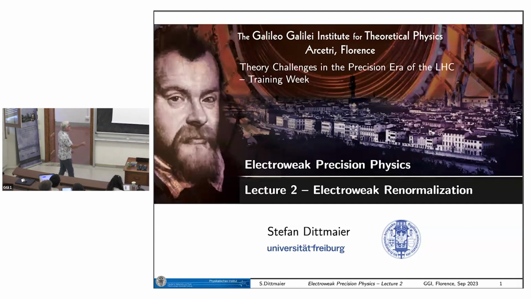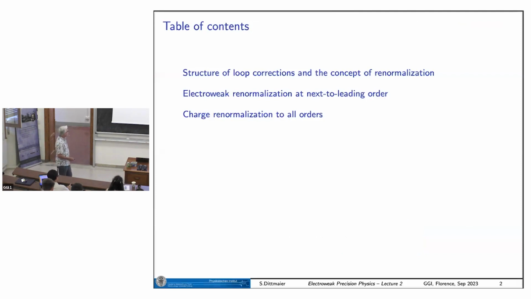And as promised, we now go to prepare the ground to calculate higher order corrections, and electroweak renormalization is an important ingredient in this. So you heard already a little bit about renormalization. So part of the stuff I will present to you was already explained. Maybe I repeat it in different words. If it is too basic, you can also tell me, of course. So the plan is to guide you a little bit through the structure of loop corrections and to introduce the concept of renormalization before I apply it really to the electroweak sector of the standard model, and I will stick to the next to leading order level.